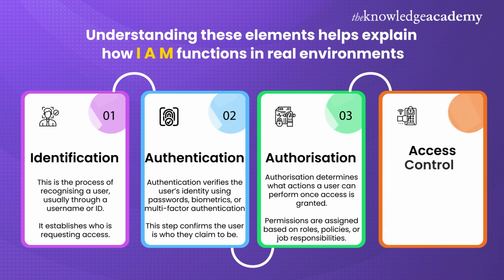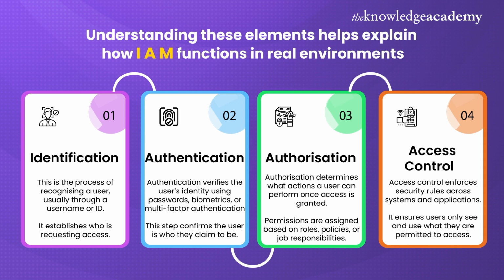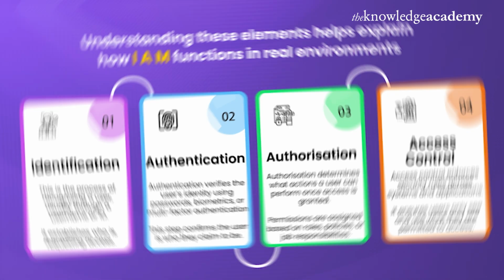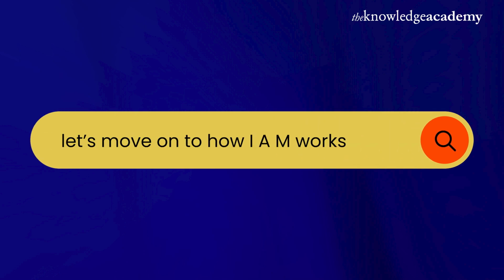4. Access control. Access control enforces security rules across systems and applications. It ensures users only see and use what they are permitted to access. With that explained, let's move on to how IAM works.